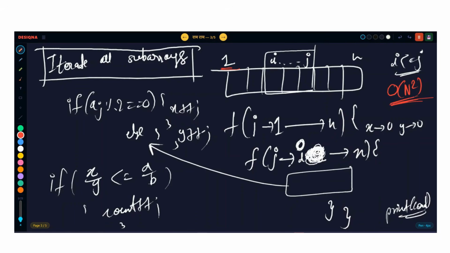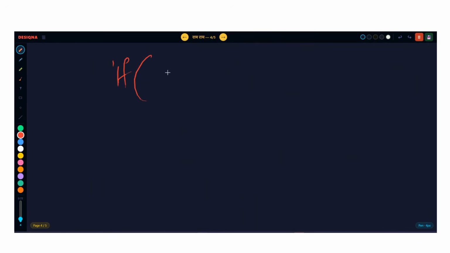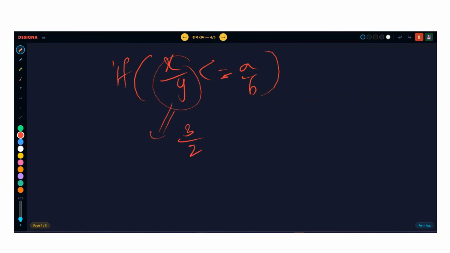Zero division, but guys, you can never write like this in your code. In C++, Java, Python, you cannot write x by y less than equal to a by b. This will not calculate x by y properly. It will not give you decimal values if these are integers. If you try to write 3 by 2, the output will be 1, whereas the actual output should be 1.5.